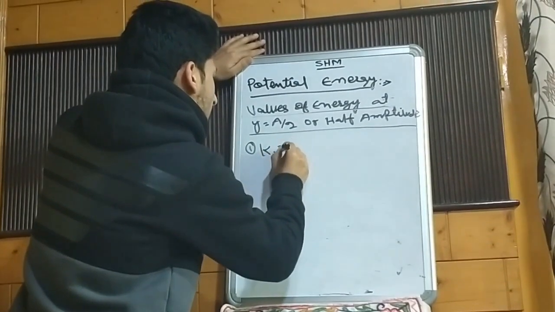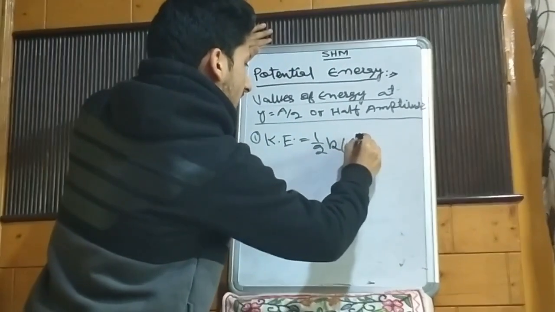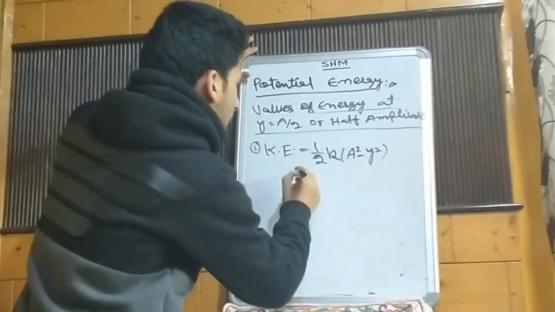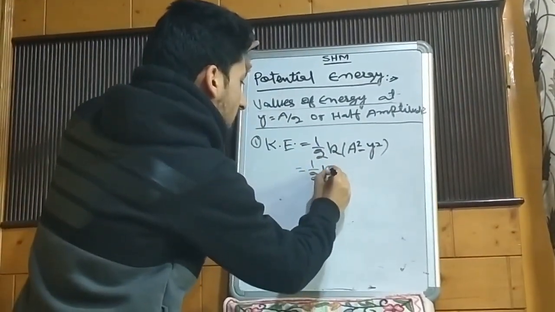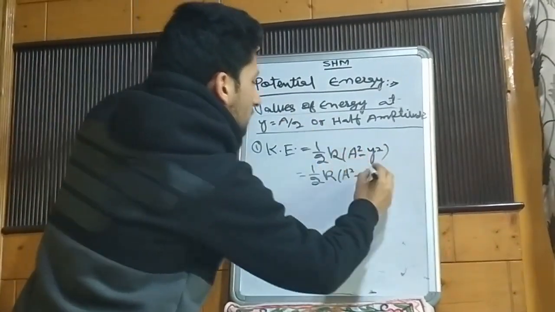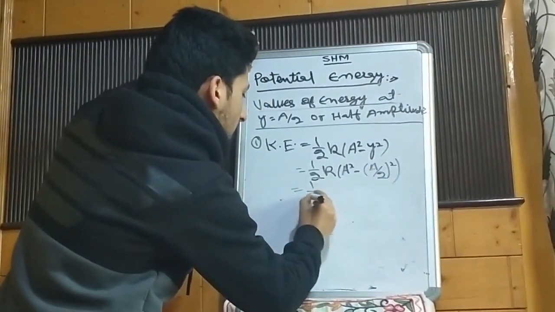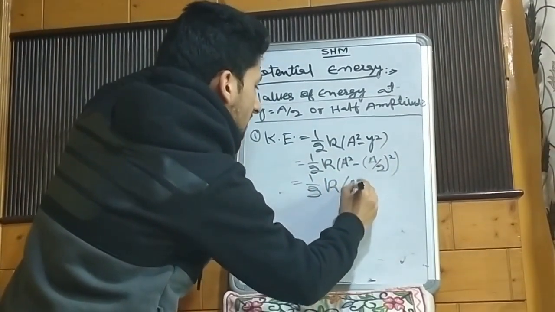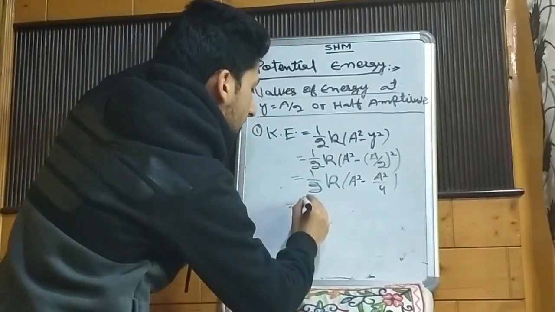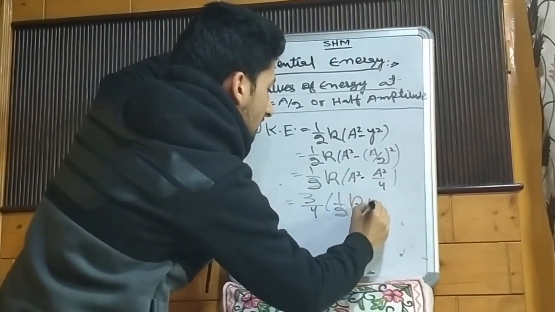Kinetic energy, we know, is equal to 1/2 k (a² − y²). Here y has to be taken as a by 2. So this will be 1/2 k, as a square, we have to replace y by a by 2, so this will be (a by 2) whole square, which will be equal to 1/2 k (a² − a²/4). So this will be 3/4 of 1/2 k a².